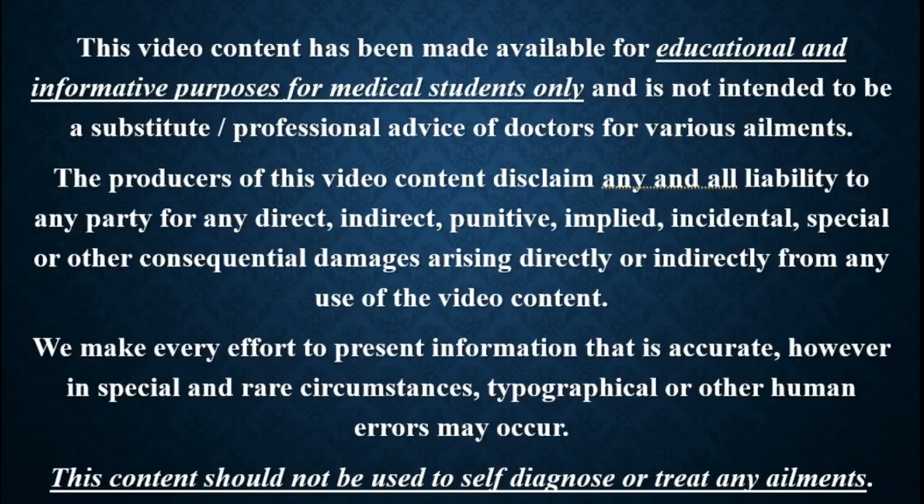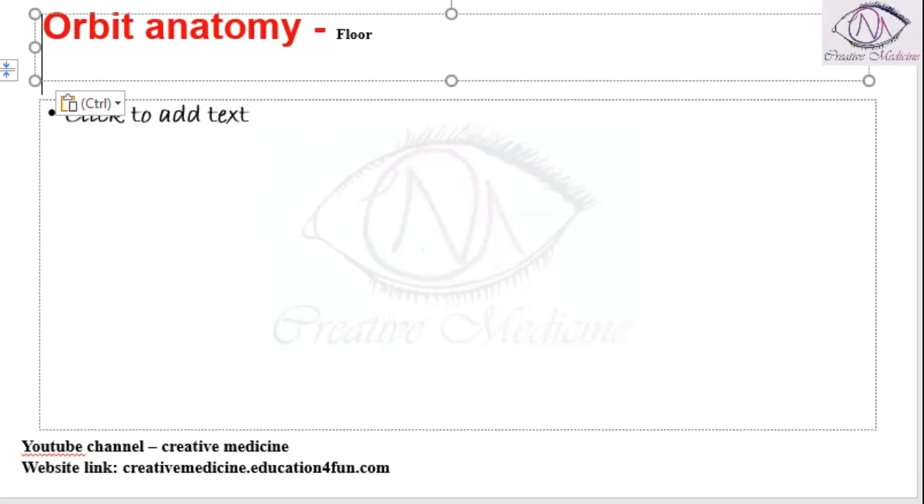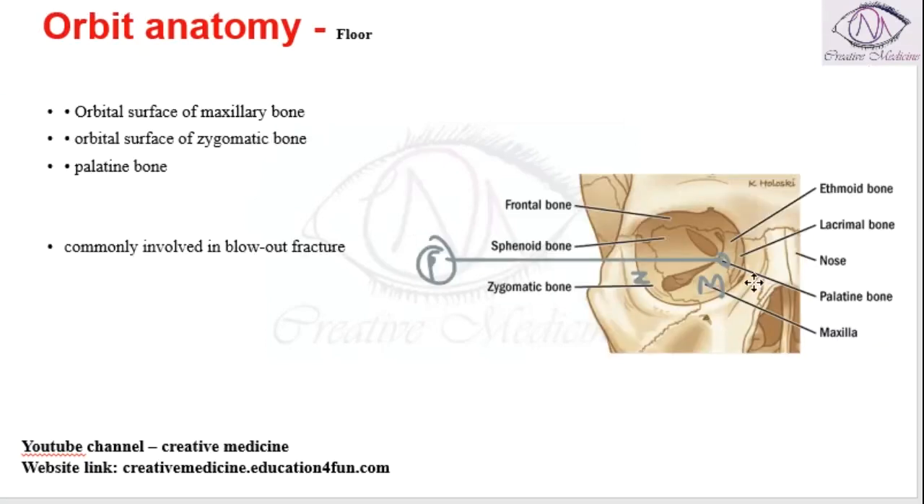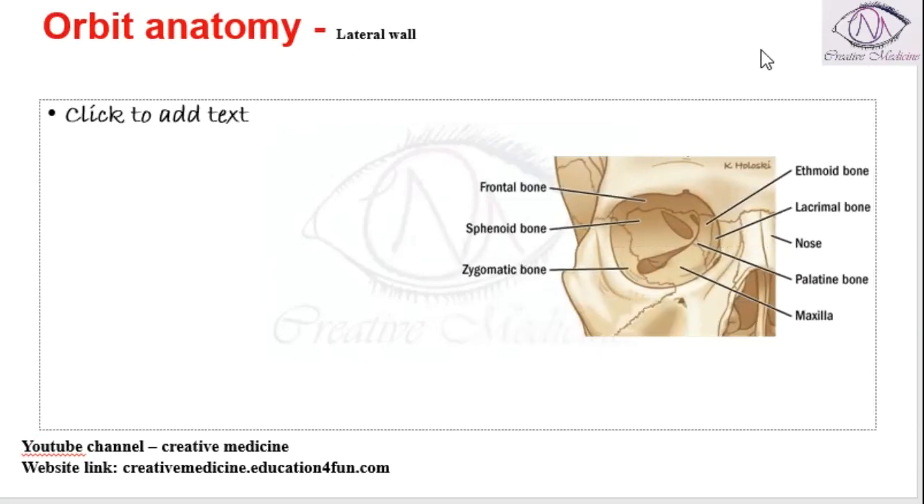In this lecture, we will learn about the orbital anatomy. Now, in the orbital anatomy, we have to see the lateral wall of the orbit. So, in the picture, this is the lateral wall of the orbital anatomy.